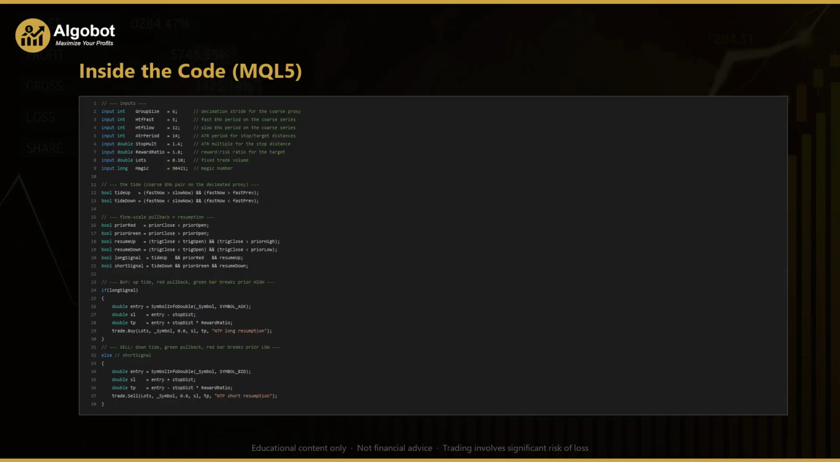When long signal is true, the code reads the current ask price as the entry, sets the stop one ATR-based distance below it, and sets the take profit that same distance multiplied by the reward ratio above it. It then calls trade.buy with the lot size, stop, and target.